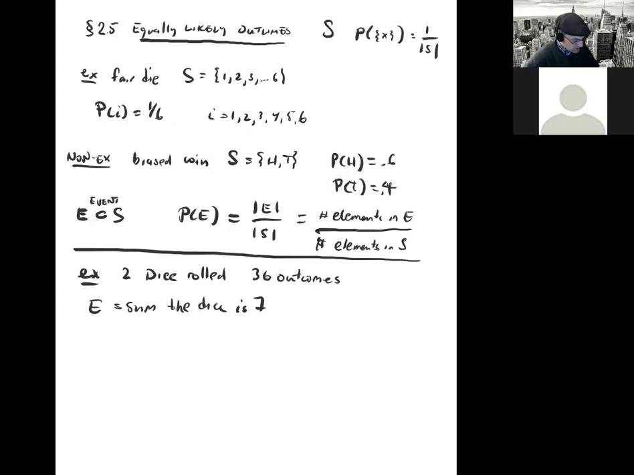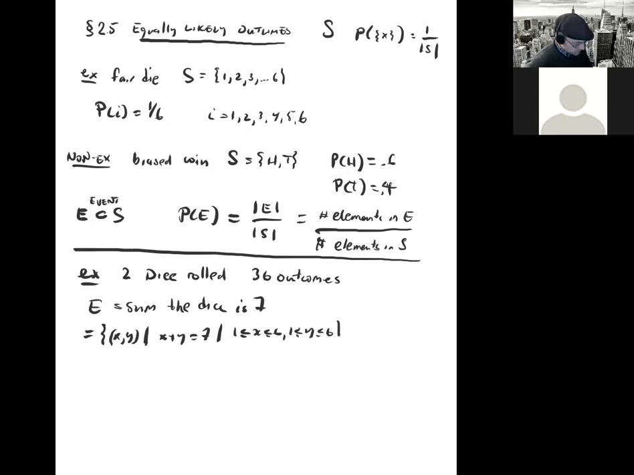Okay, so this is the set. If you think about it in set theory language, this is the set of ordered pairs (x, y) such that x plus y is equal to 7. These are integers, and 1 is less than or equal to x is less than or equal to 6, and 1 is less than or equal to y is less than or equal to 6.